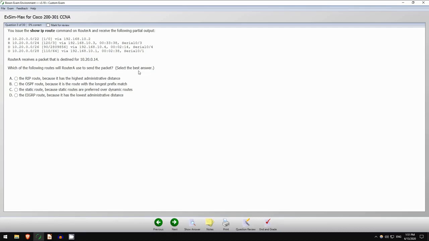Select the best answer. So A, the RIP route, because it has the highest administrative distance. B, the OSPF route, because it is the route with the longest prefix match. C, the static route, because static routes are preferred over dynamic routes. Or D, the EIGRP route, because it has the lowest administrative distance. Okay, pause the video here to think about your answer.